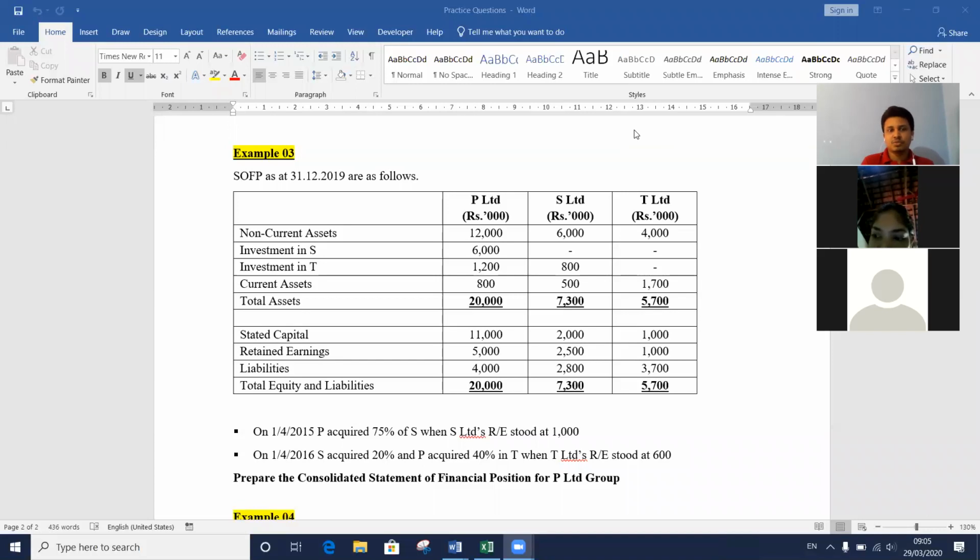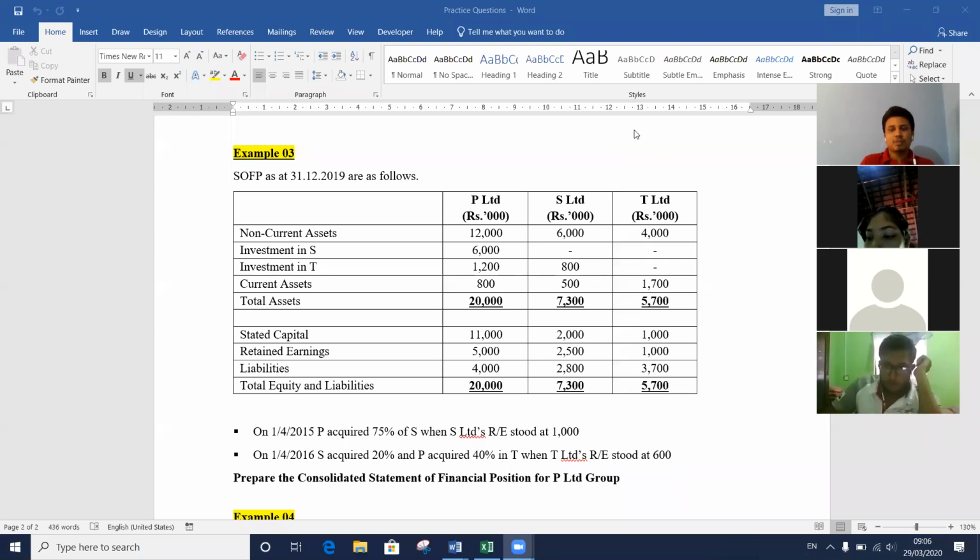But when you look at our syllabus, there are so many things we need to discuss under complex consolidation, right? So there also you will notice that there are two group structures you would find. One is the vertical group structure. That is what we have discussed during the last session.